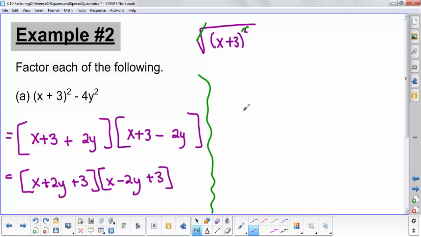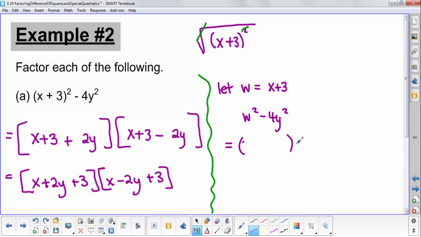Sometimes using substitution can be helpful. So what we can do is let some variable that's not x or y, let's say w, be equal to our binomial. So we can rewrite the question as w squared minus 4y squared. It's a little easier on the eyes and easier to deal with. So we treat this like a difference of squares.